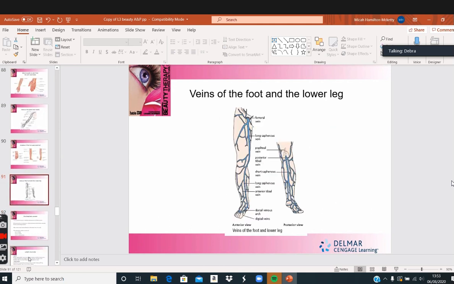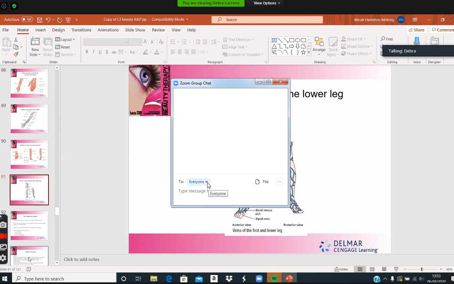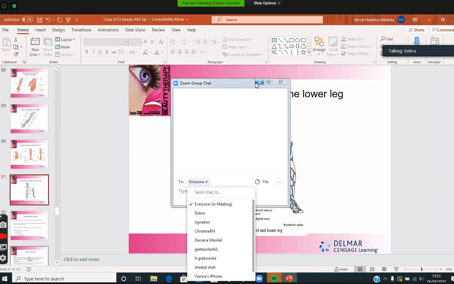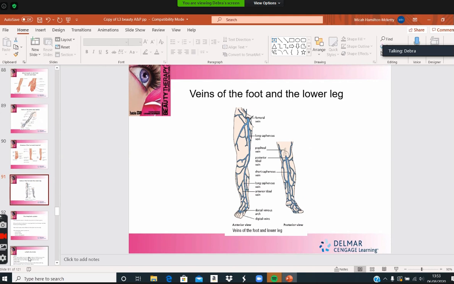And then we've got the veins. Lovely. That's coming down. Why is it coming down? Because it's blue, deoxygenated blood. Yes, and where they're going. That's a bit tiny, isn't it? Let me make it a bit bigger for you.